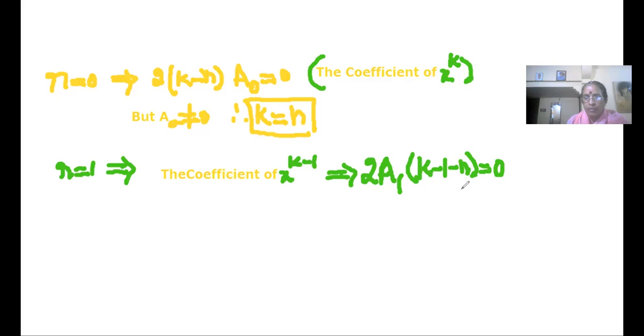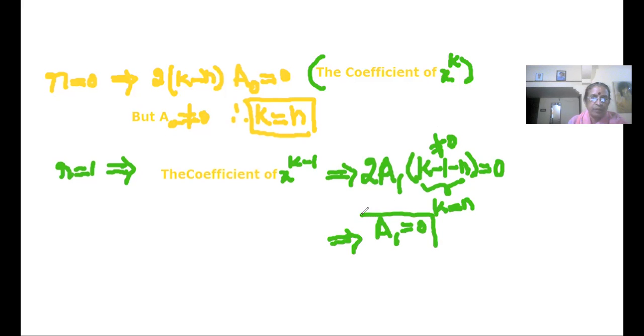Even if you substitute k equal to n, this term is still not equal to 0. So definitely we should get a1 equal to 0. So this is the answer. If you observe, in the first case, when r equal to 1, we are getting this value: the coefficient a1 term in the series is becoming 0.